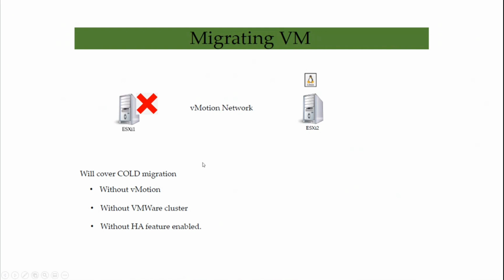If you want this process to be automated, then you need to have vMotion, a VMware cluster, and HA enabled. Don't worry about it. We will discuss this in detail later. So HA is basically high availability. So let's go back.